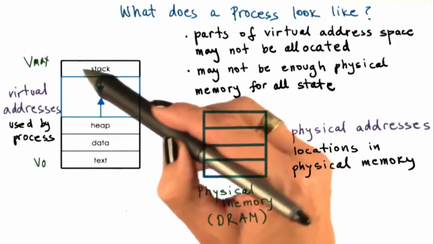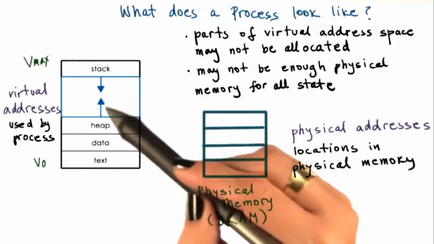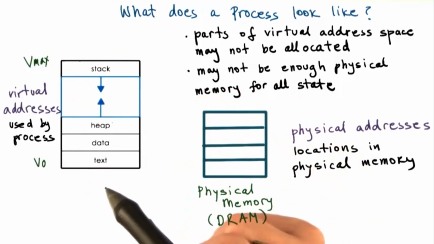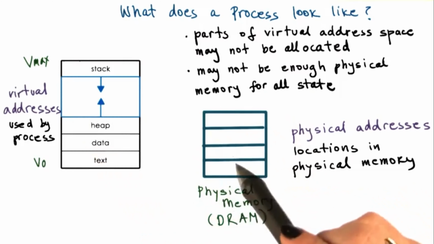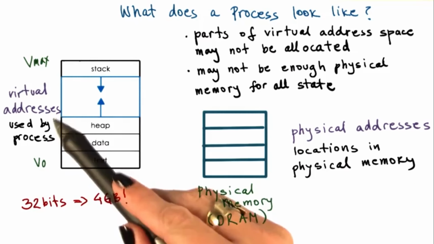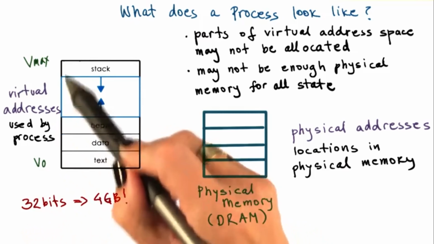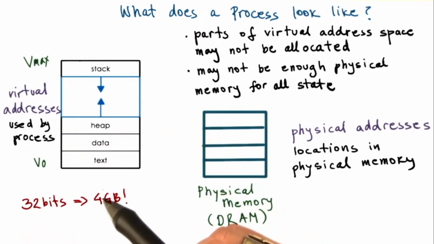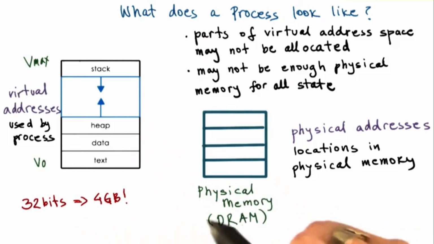We said already not all processes require the entire address space from V0 to Vmax. There may be portions of this address space that are not allocated. Also, we may simply not have enough physical memory to store all this state, even if we do need it. For instance, if we have virtual addresses that are 32 bits long, this address space can have up to 4 gigabytes. And if we have several such processes running at the same time, even on pretty expensive machines, we will quickly run out of physical memory.